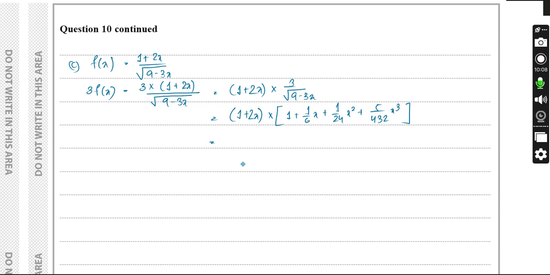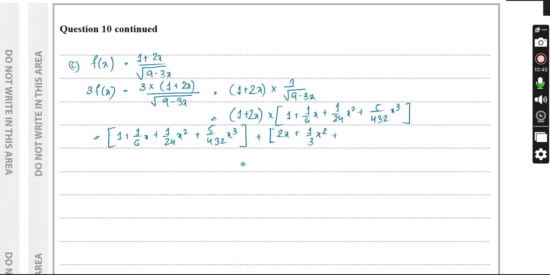So when I multiply 1 with 1, okay, let me write it here, it would be better. So it would be 1, and 1 multiplied by 1 by 6x would be 1 by 6x. 1 multiplied by 1 by 24x squared is 1 by 24x squared, plus 1 multiplied by 5 by 432x cubed would be 5 by 432x cubed. And now if we multiply 2x with 1, which is 2x, 2x multiplied by 1 by 6x would be 1 by 3, and the powers will add up, so 1 plus 1 would be 2.